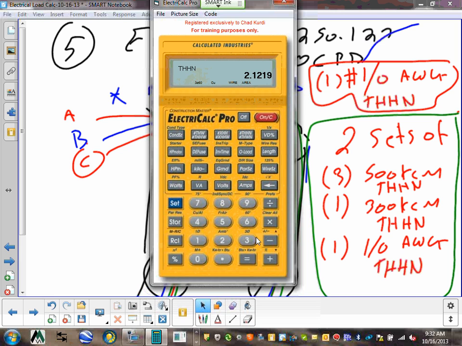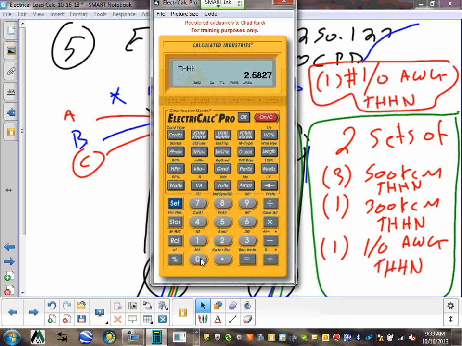Then I'm going to go to the second set. The second, I have 300, a K, and a wire size. That's a 300. 300 K wire size. Yep. How many of them do I have? I have 1. What insulation? THHN. Click again. There you go. Here's your total, the 2 of them.